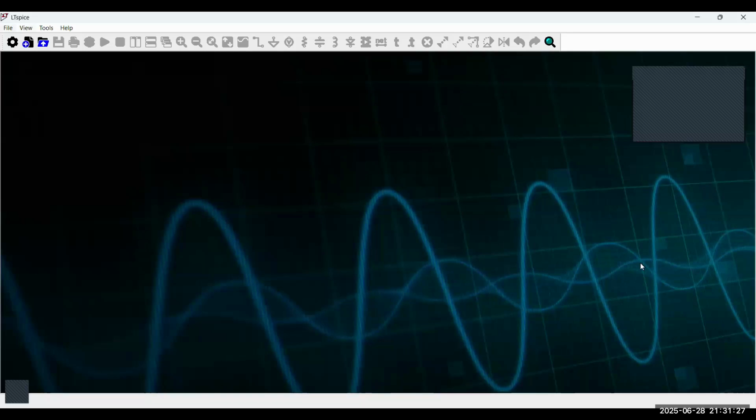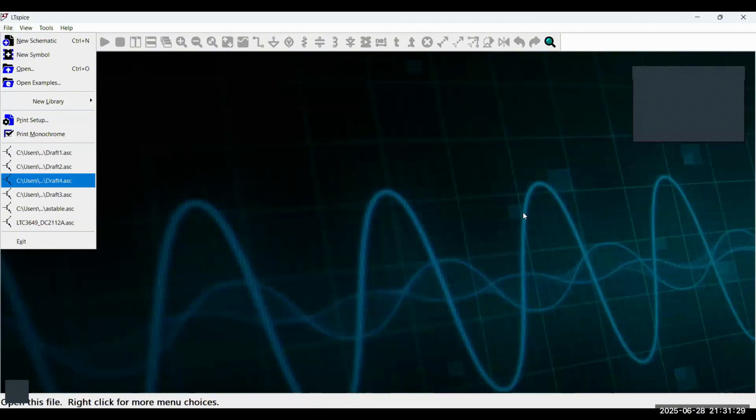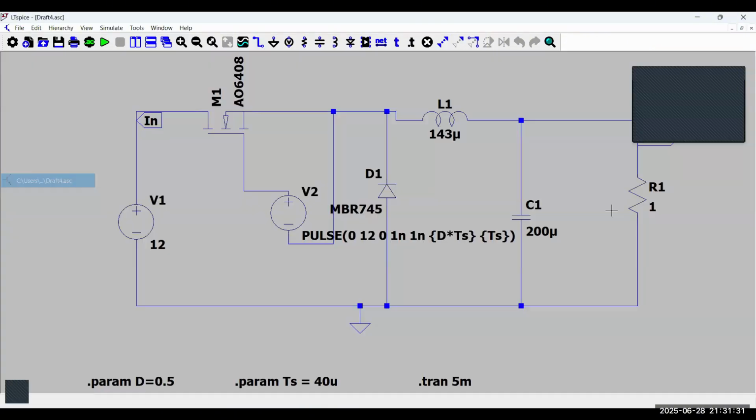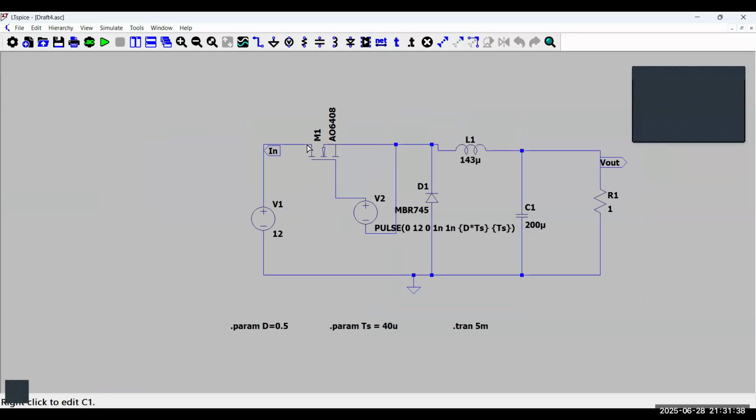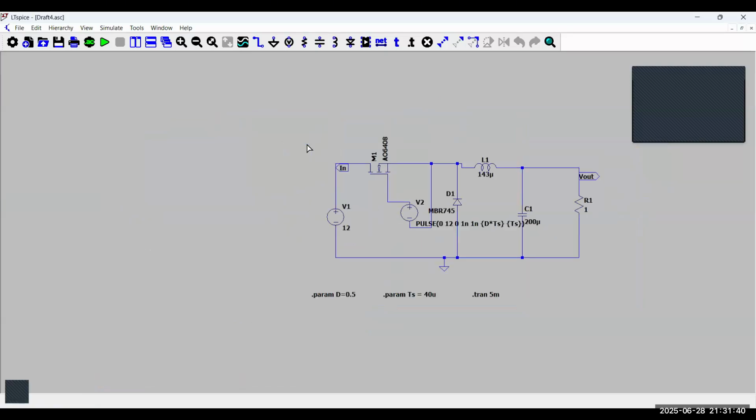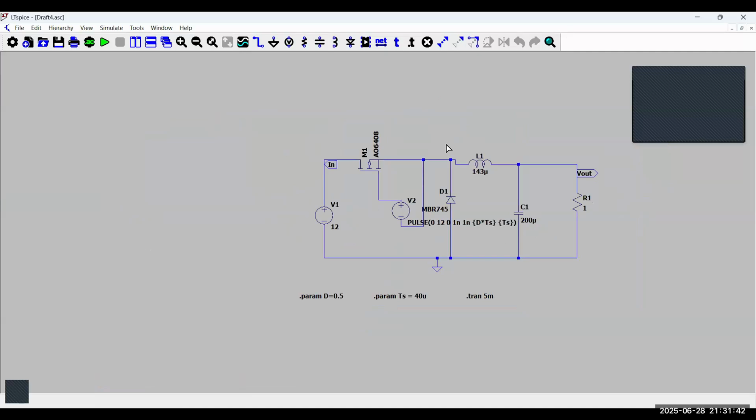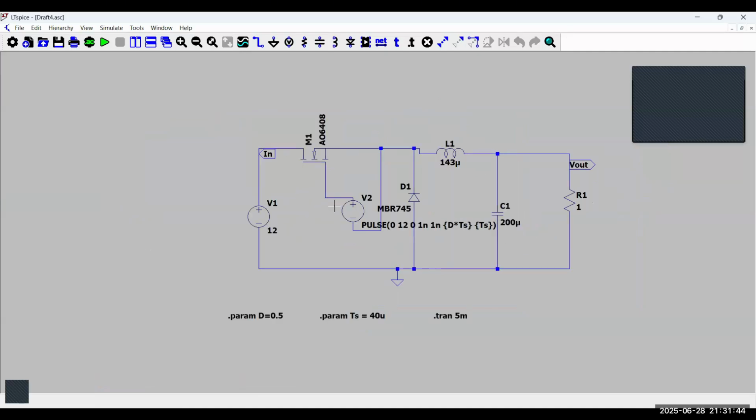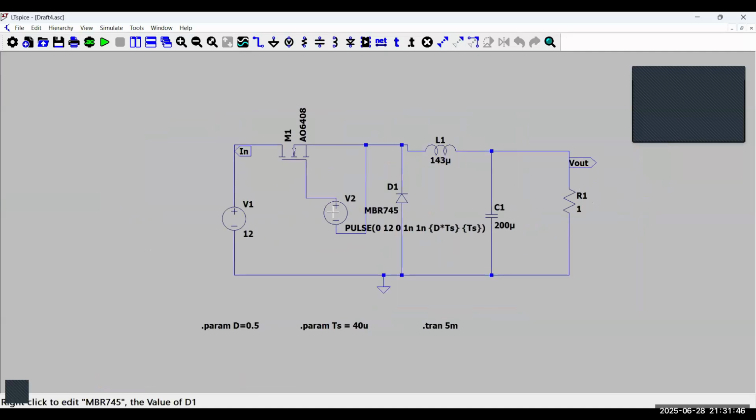So this one is for the buck converter. Here I used this MOSFET transistor and this inductor for controlling this part, and also this PWM generator connected to the MOSFET transistor. And when I run this circuit, we can get this kind of output.